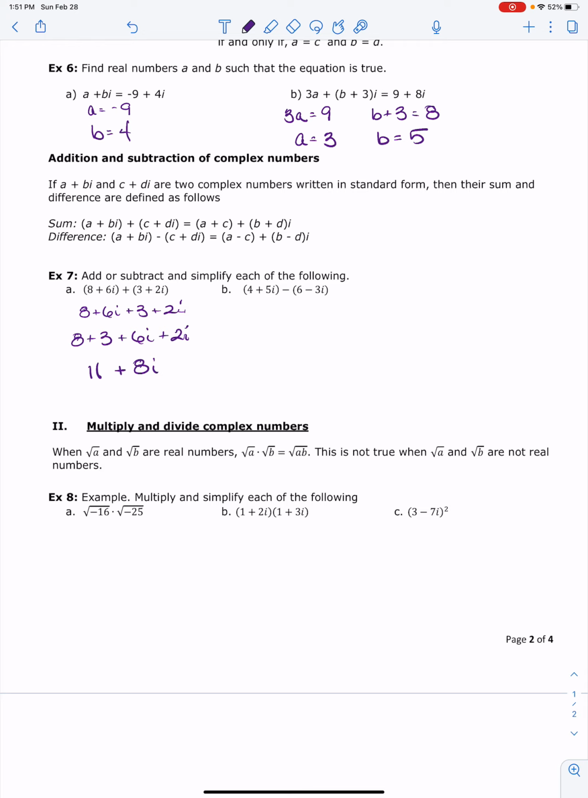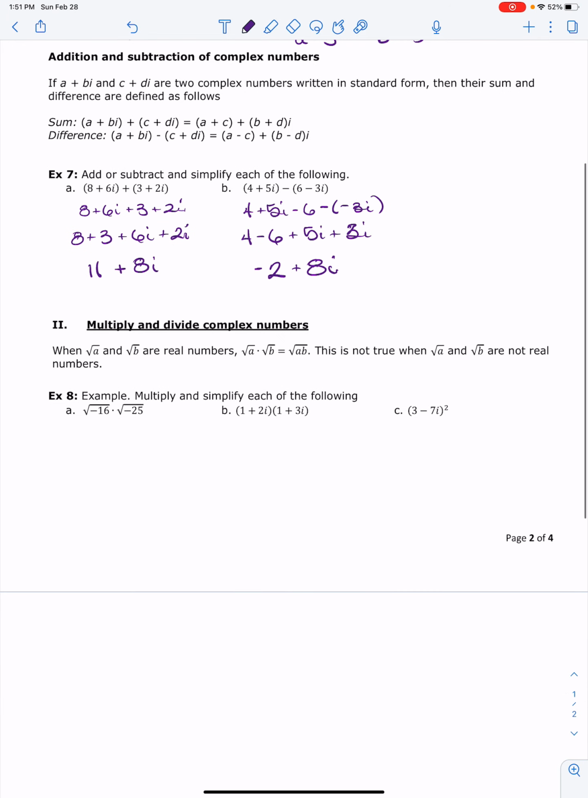When I subtract, I have to make sure that as I write these without parentheses, I distribute that minus through those second set of parentheses. I get 4 minus 6. Plus 5i minus a negative 3i makes that plus 3i. 4 minus 6 is negative 2. 5i plus 3i is 8i. Again, we end up with a real part and an imaginary part.